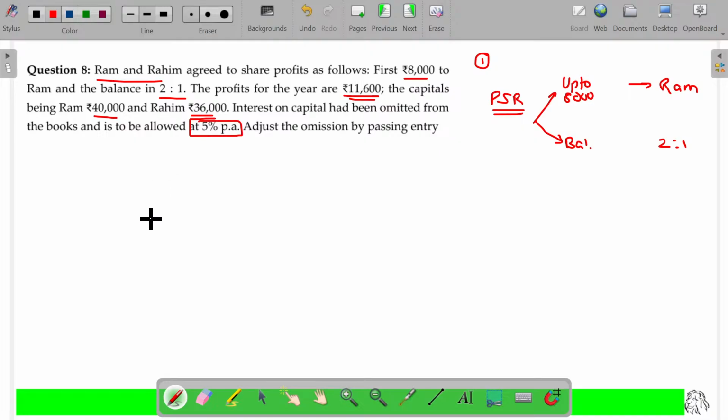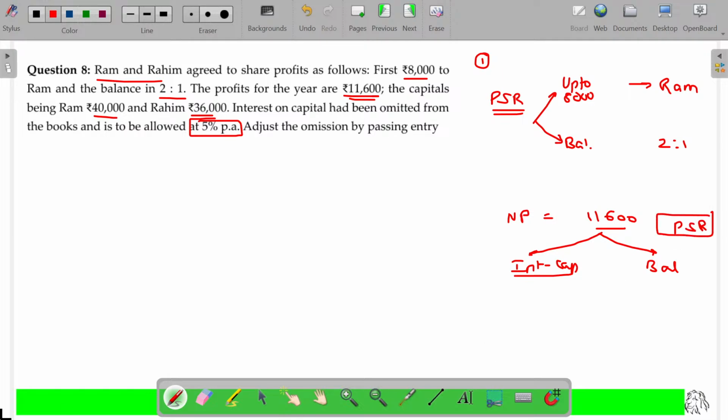Okay. So what happens, net profit being 11,600. From this, what you have to do as per the correct calculation? First, you have to pay the interest on capital. For the balance, you have to treat as per the PSR. This will be as per the PSR.